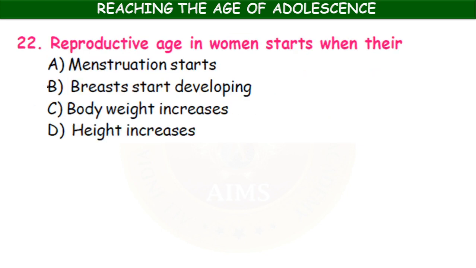Reproductive age in women starts when their menstruation starts, breasts start developing, body weight increases, height increases. Already discussed, I think. The menstruation starts.